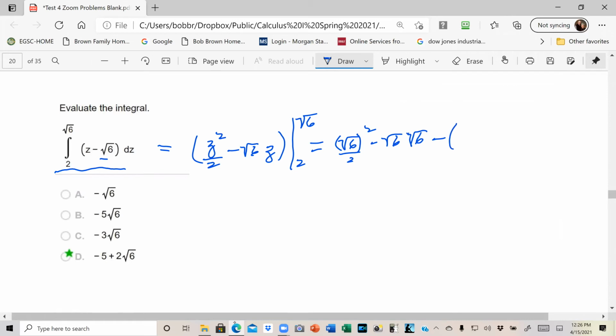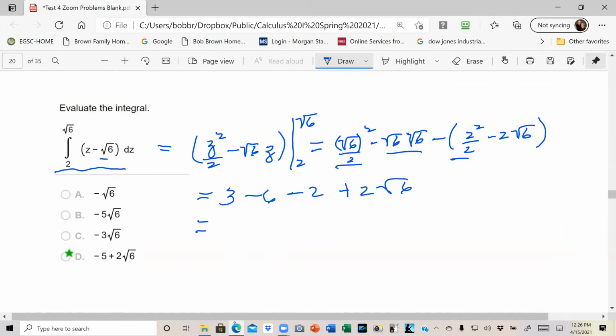minus, plugging in 2, we get 2 squared over 2 minus 2 square roots of 6. And this becomes 3, this is 6, and this is 2. Then we have plus 2 square roots of 6. So this is equal to minus 5 plus 2 square roots of 6. And that is this answer right here.